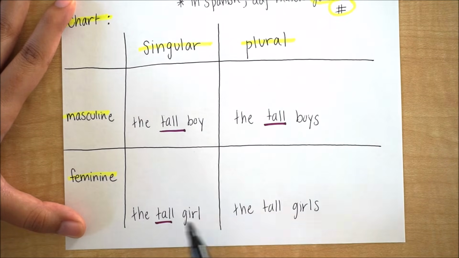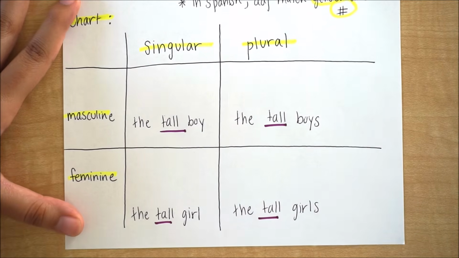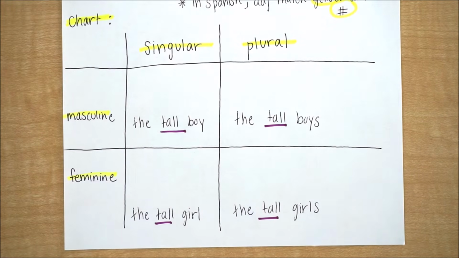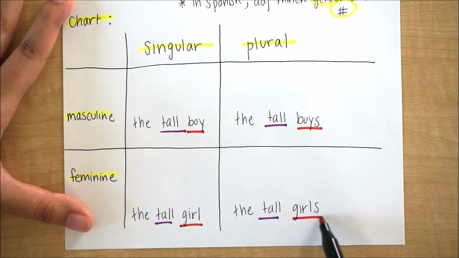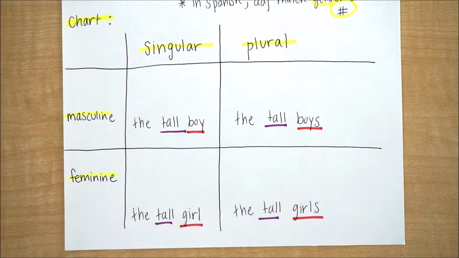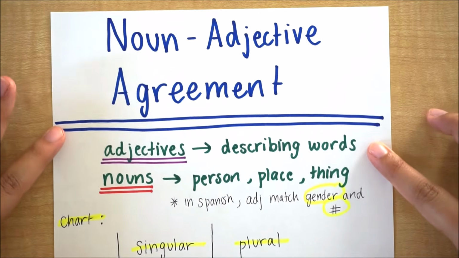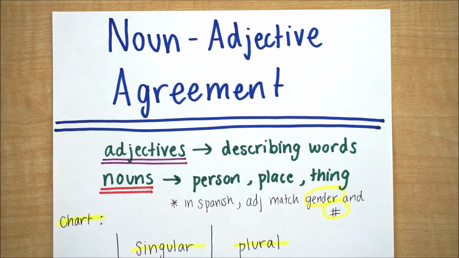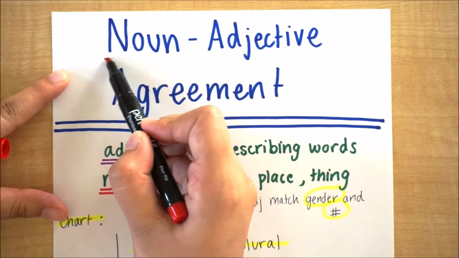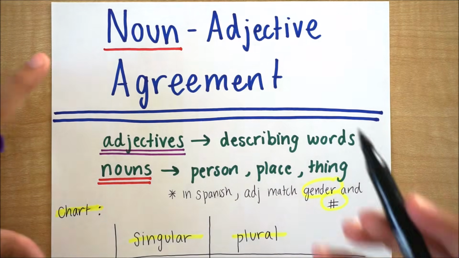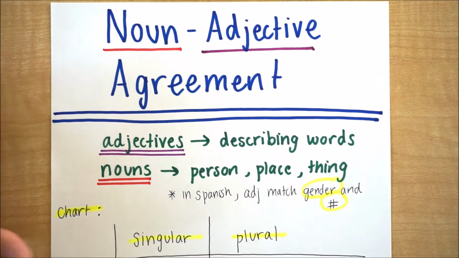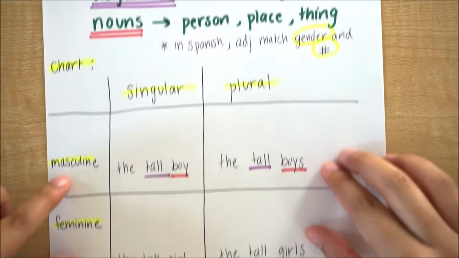All right, so I'm going to be keeping this color theme. So all the adjectives are going to be in purple, while all the nouns are going to be in red. So here, our adjective is tall, and our noun is boy or girl, singular or plural. So one thing to note is that in Spanish, we have noun adjective agreement, which means that the noun comes first in Spanish, and the adjective comes second, which is a little bit weird because we usually say like the funny boy. So funny, the adjective comes before the noun boy. So it's adjective noun. But in this case, we're doing noun adjective.